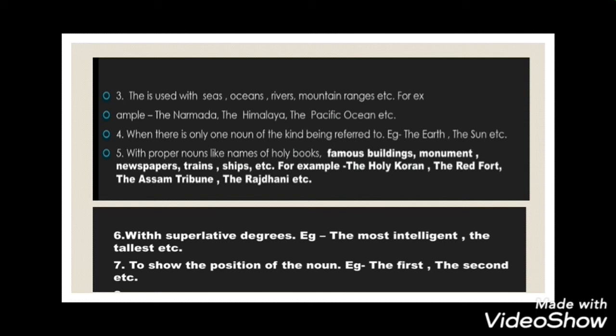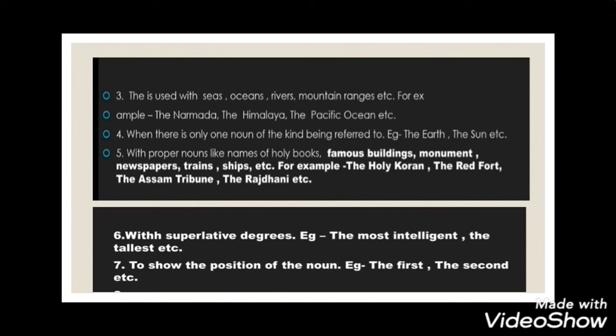Next one is when there is only one noun of the kind being referred to. Oh, sorry, this one we have already read. And next one is with proper nouns like names of holy books, famous buildings, monuments, newspapers, trains, ships, etc. For example, the Holy Quran, the Red Fort, the Assam Tribune, the Rajdhani, etc. Means whenever you get the names of books, monuments, newspapers, etc., then we have to put the before them.